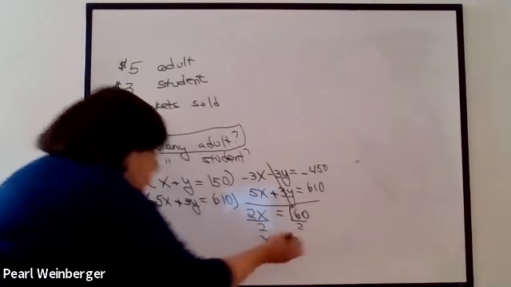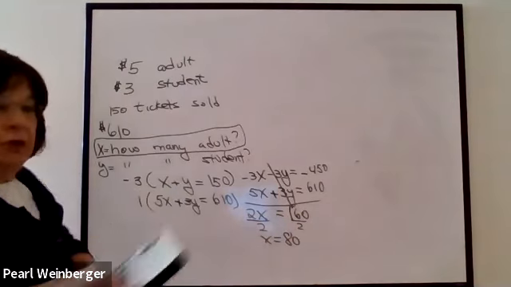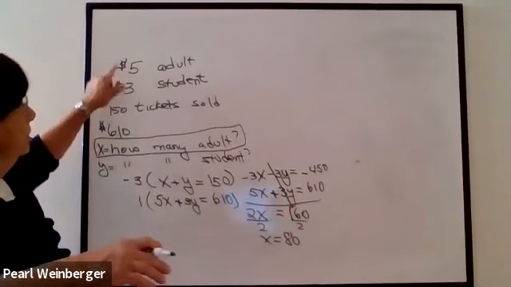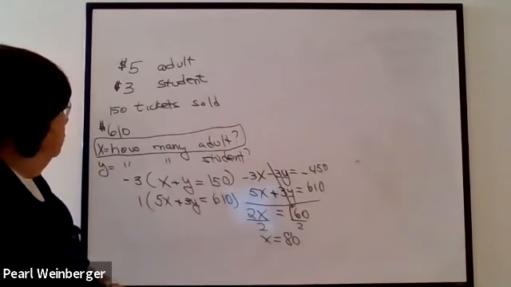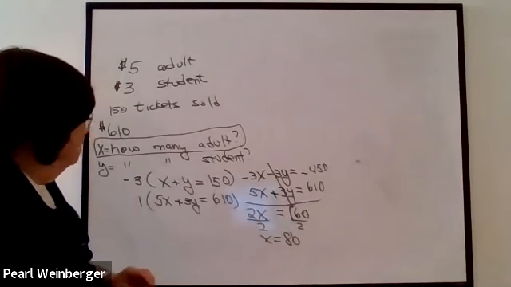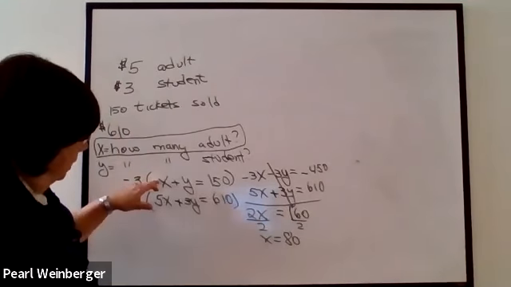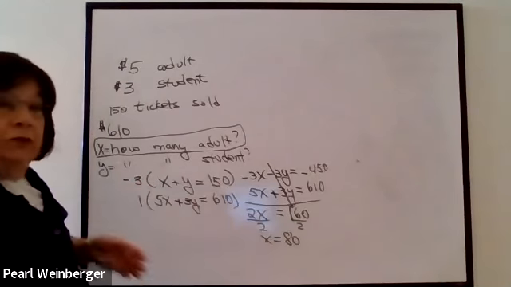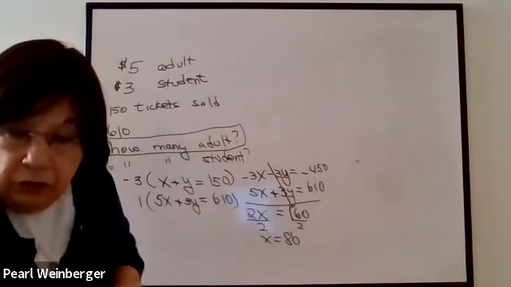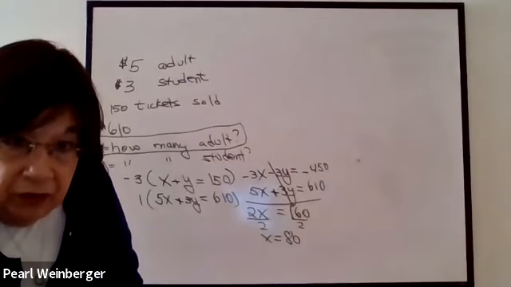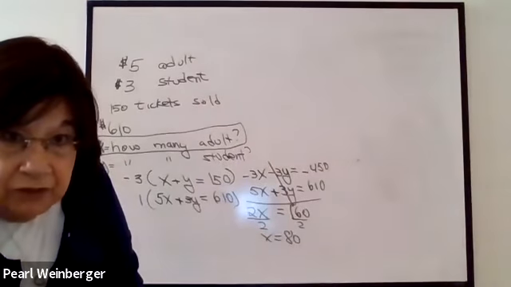I think at least 2 people came up with that answer. 80 adult tickets were sold. Again, we were asked about the adult tickets. If we wanted to figure out what the student tickets are, we could go 80 plus y equals 150, and it would give us the amount of student tickets. So it's a very similar type problem, obviously.